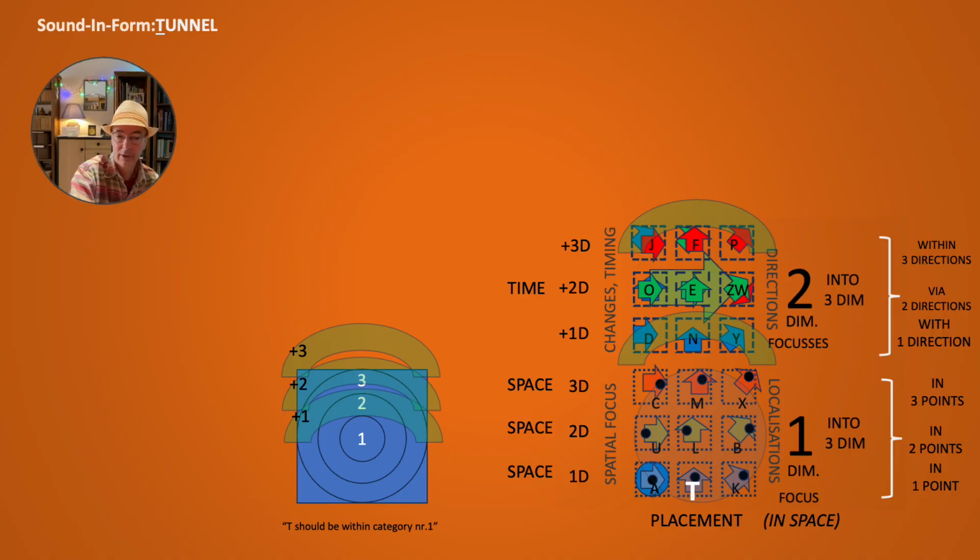So we will start from T. The letter T is from the first category. It's about placements in space. It's the second category, the second degree of the first level. So it is in 1 dimension, in 1 point, but it's a bit up. So where shall we find it? It also should be in 1 point.